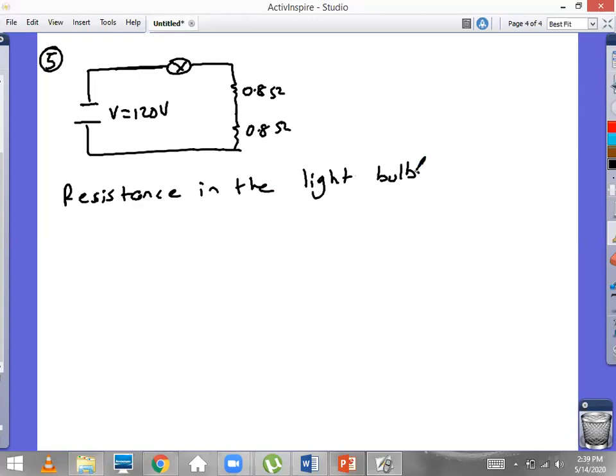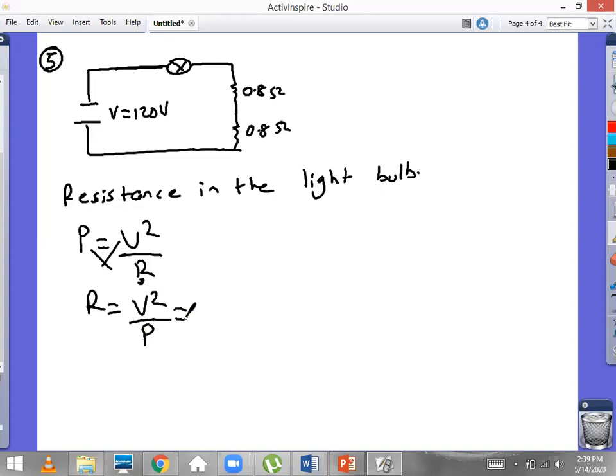To find the resistance in the light bulb, we are going to use the power formula. Power equal to what? In the previous questions, you see it. Power equal to V square over R. Okay. So we are looking for R. So let's crisscross it. So R will be equal to V square over P.